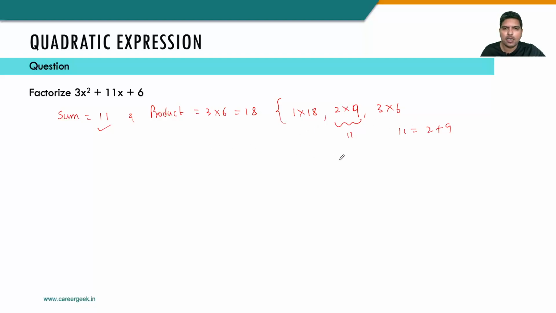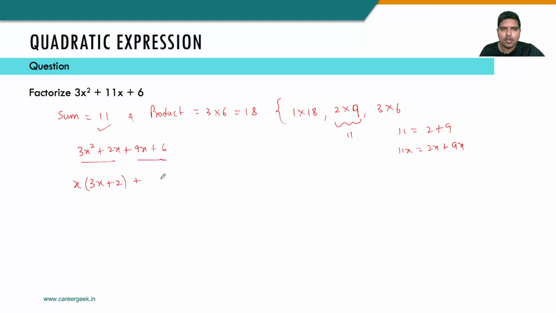Now, the way I write 11 is 2 plus 9. In this case, I need to write 11x as 2x plus 9x. Okay, if you understand this, it becomes quite easy. 2x plus 9x plus 6. And split it into two equal terms and then take whatever can be taken common. That is the most important thing. Here, I can just take x common. What remains in 3x square is x, and what remains in 2x is 2.